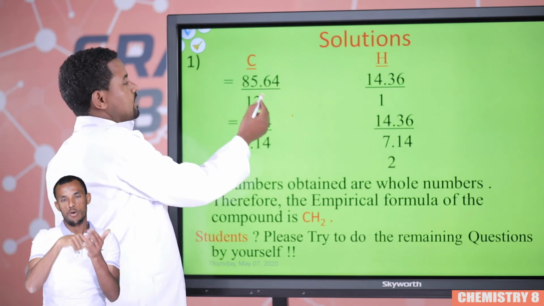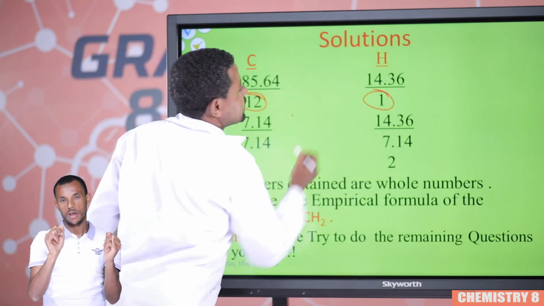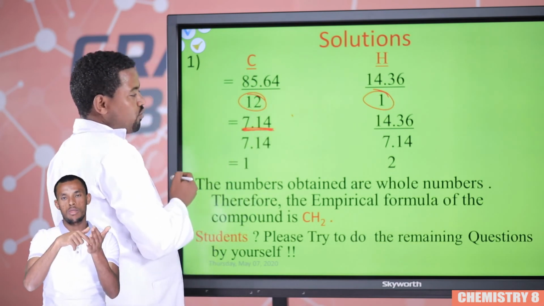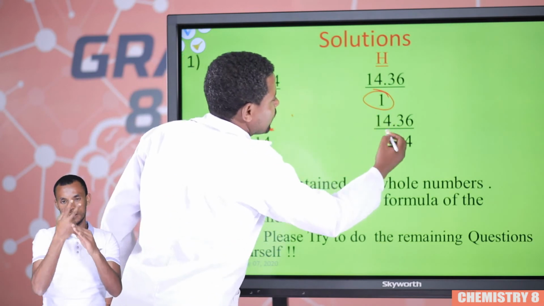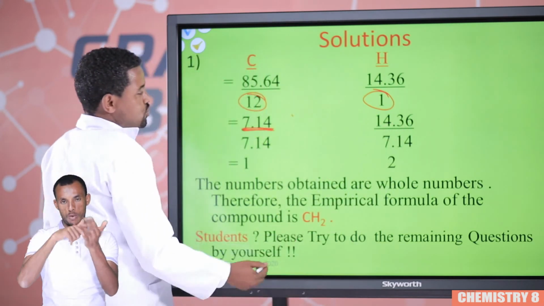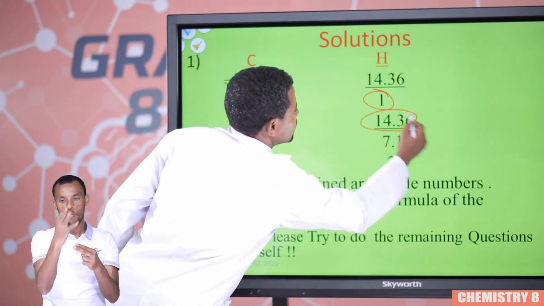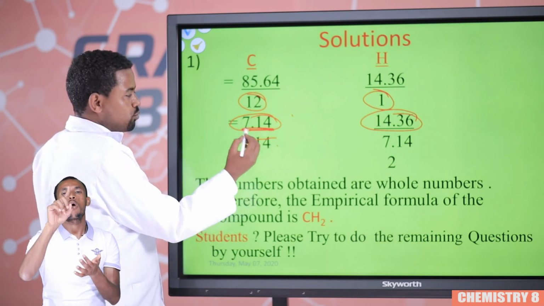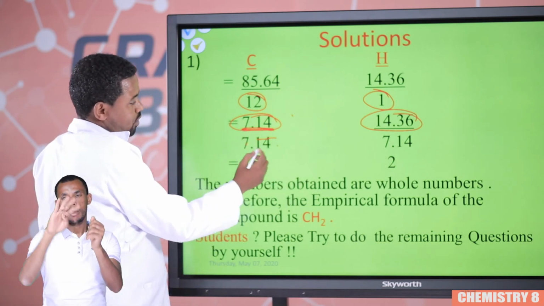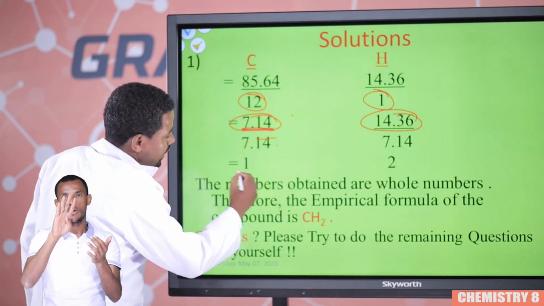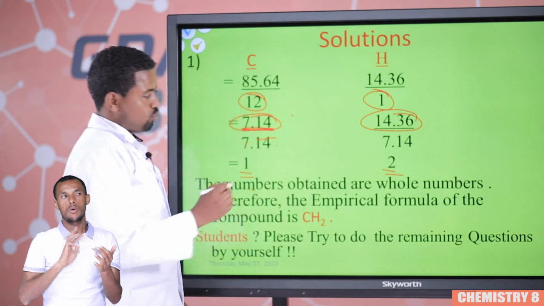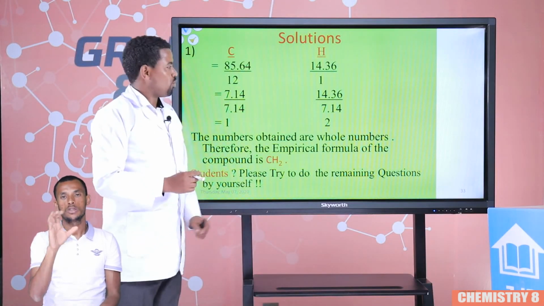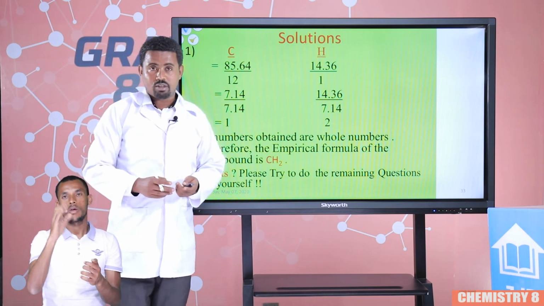We divide each by its relative atomic mass. Then we are provided with 7.14 for carbon, and here we are provided with 14.36 for hydrogen. The smallest of the two numbers is 7.14, so we divide both by 7.14. We are provided with 1 and 2. We use CH2 as the empirical formula of the compound.